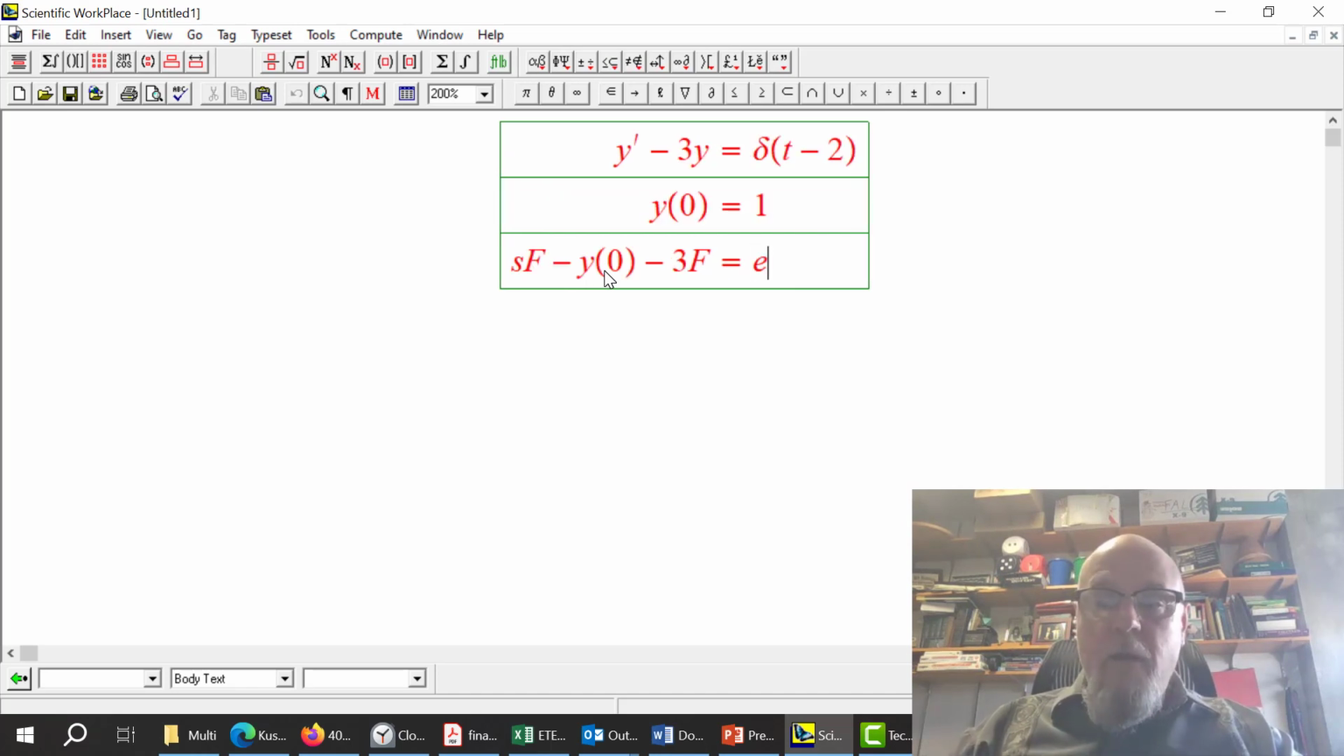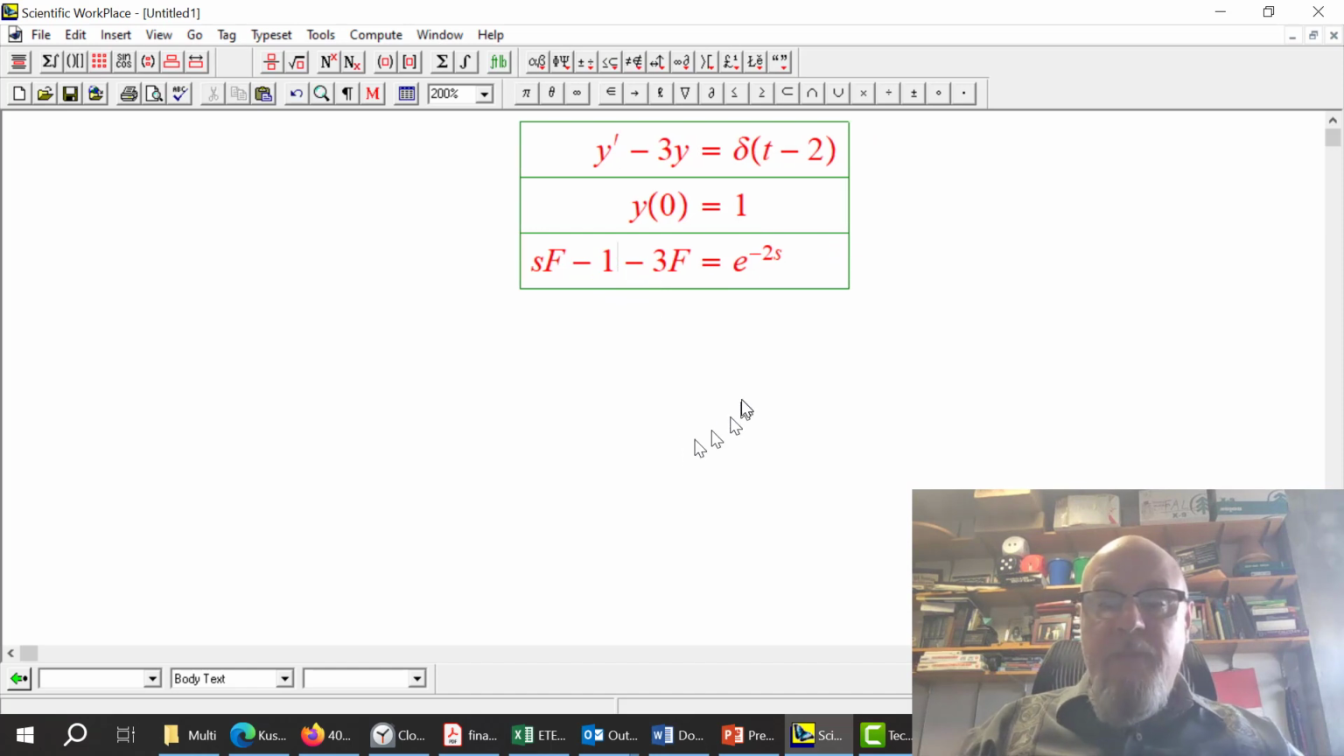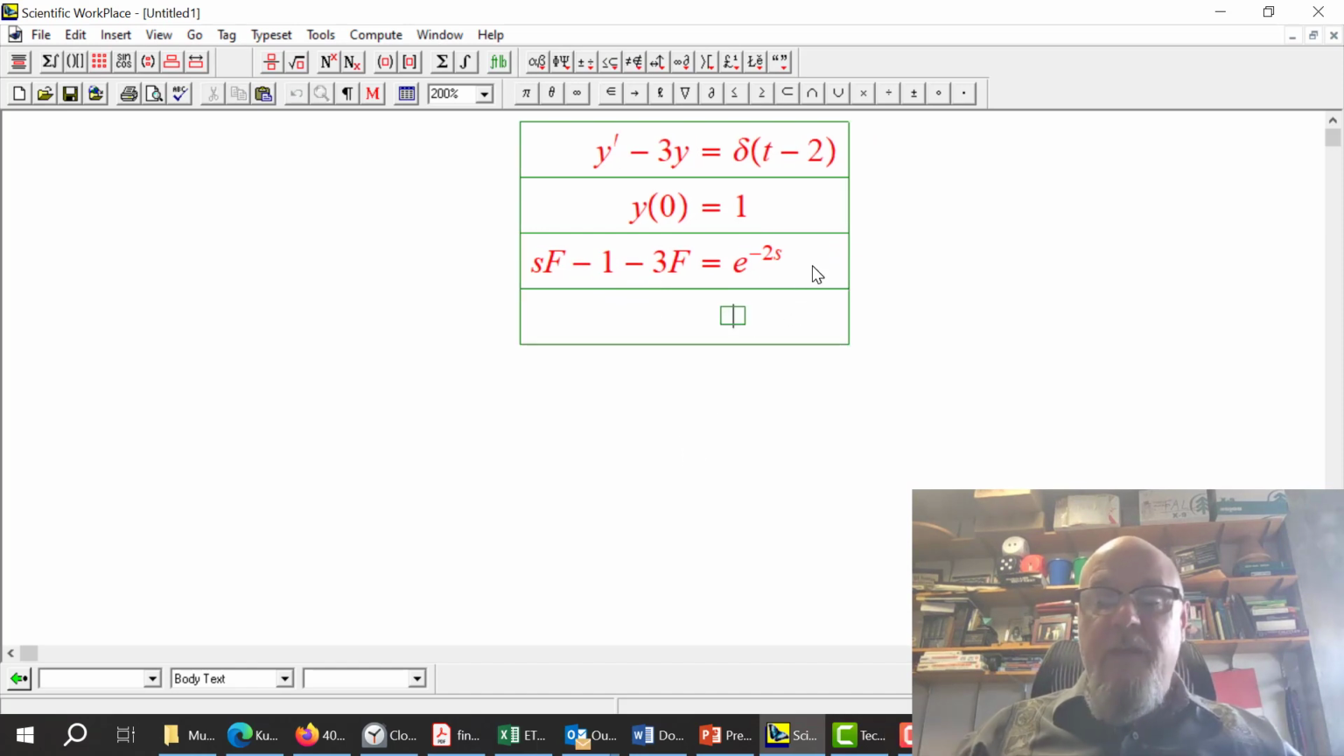Now from the chart, our Laplace transform of the Dirac delta function is e to the minus s times where the spike happens, at 2 seconds. So now I'm in the Laplace world. Let's absorb the initial condition. Y naught is equal to 1. And now we just need to take this equation and solve for F.